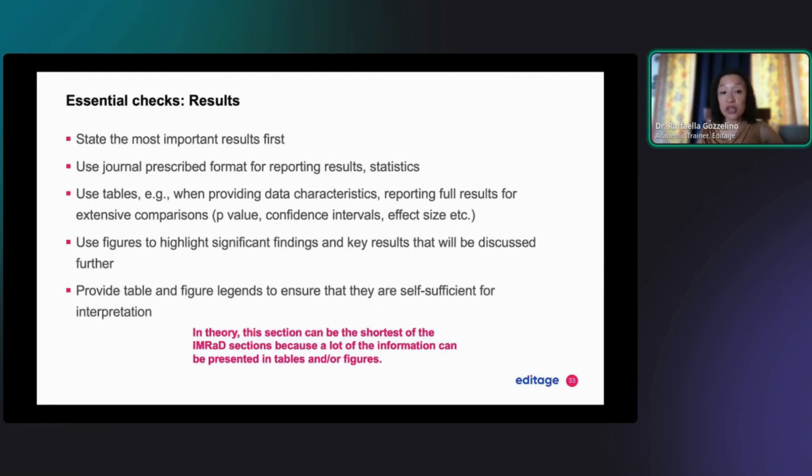Use figures to highlight the significant findings and key results that will then be discussed further, and provide the table and figure legend to ensure that they are self-sufficient for interpretation. So this section is the shortest of the body of the manuscript, called the IMRAD, because a lot of the information can indeed be presented in tables or figures.